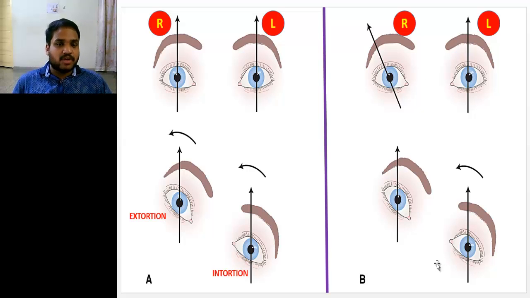Fine. So this is why the person is tilting the head to the opposite side of the lesion. If the lesion is in the right eye, the person would tilt the head to his left side, right? So in order to compensate for this extorsion. Why? Because the superior oblique that is responsible for the intorsion is paralyzed. There is extorsion. So in order to compensate that, the person would tilt his head to the opposite side, right? So that is the concept of extortion, intorsion, and the trochlear nerve damage. Fine.